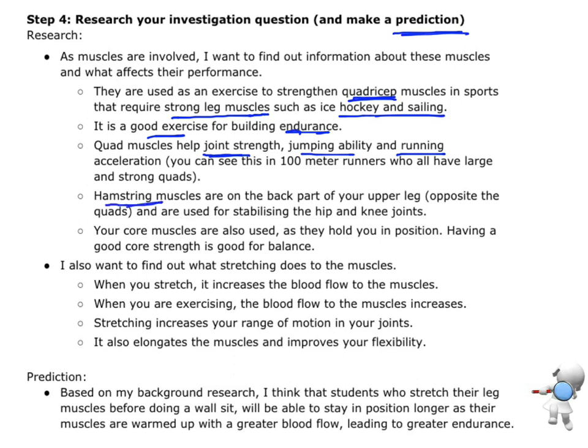Now, I found some information as a side part that hamstring muscles, they're on the back of your leg, and they are used for stabilising the hip and knee joints. So I also found some info about core muscles, that they hold you in position, and so they are quite good for balancing. So I've gone and researched about some of the muscles. I've found out a bit more, gathered some data.